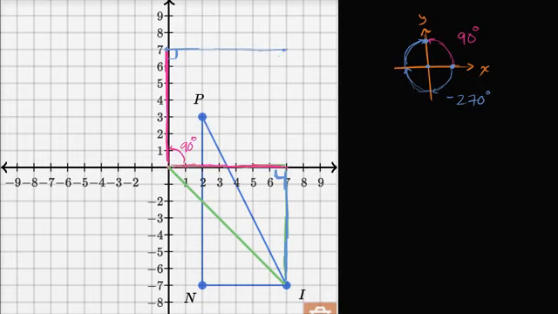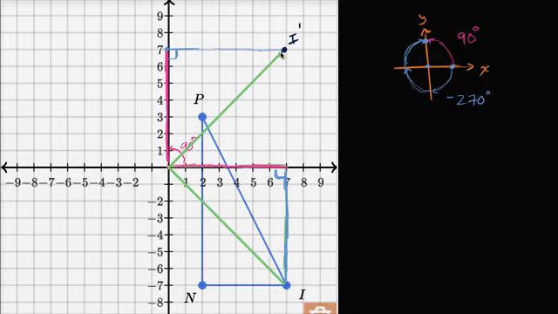I want to do that in the green. I have trouble changing colors. All right, so there you go. It's going to look like that. So your new point I, if you rotate this right triangle 90 degrees, your new point I, or maybe I shouldn't say, I'll call it I prime, which is the image of this point after I've done the 90 degree rotation, is going to be right over here.